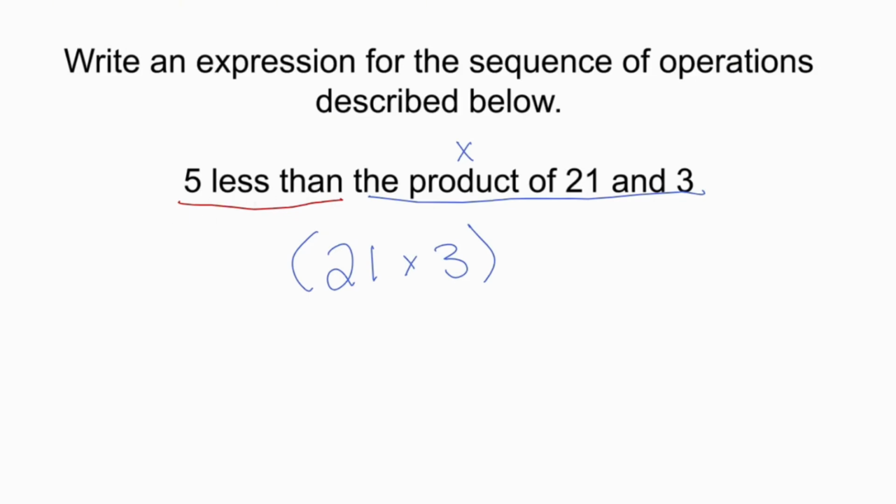Now, 5 less than that. What does that mean? Well, 5 less than something means I'm taking away or subtracting something. So 5 less than something means I'm subtracting 5. So I'm going to subtract 5 from the quantity 21 times 3. So let me just write it out so it's the same exact color. My final answer is going to be parentheses 21 times 3, close parentheses, minus 5. And that's our expression.